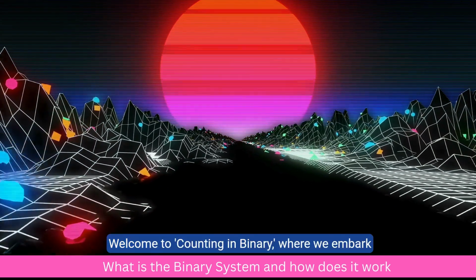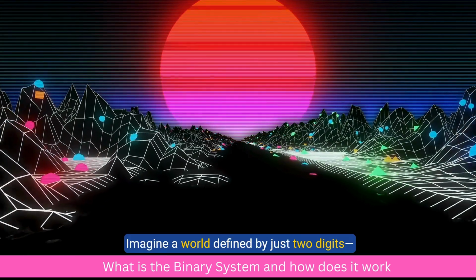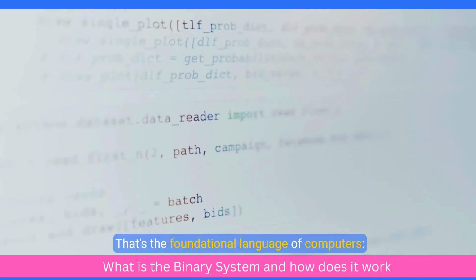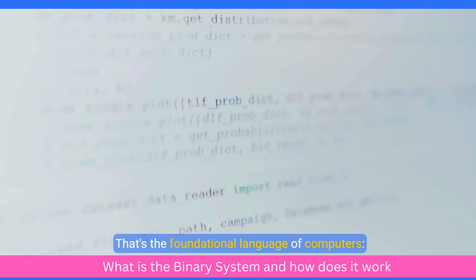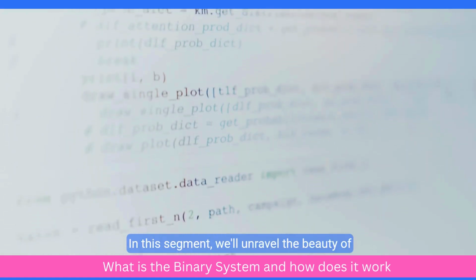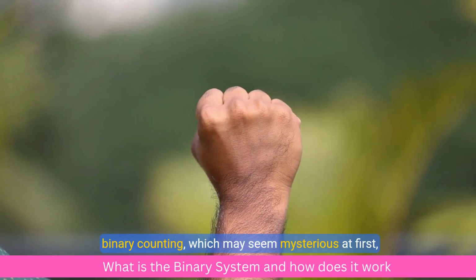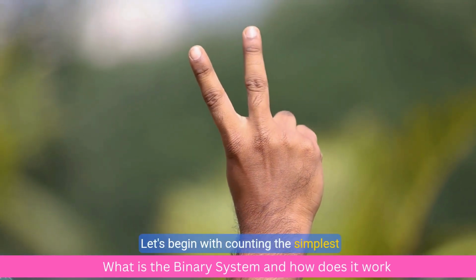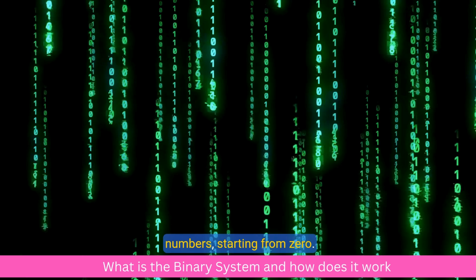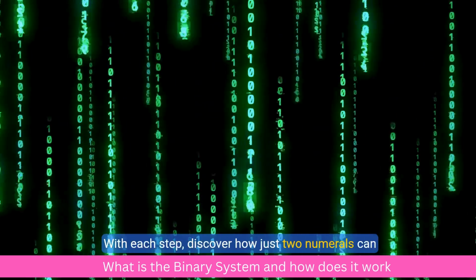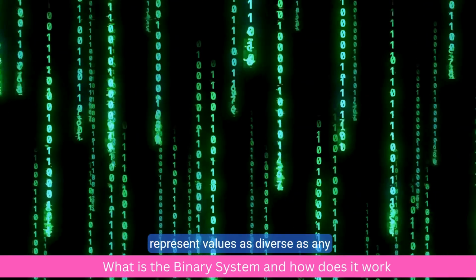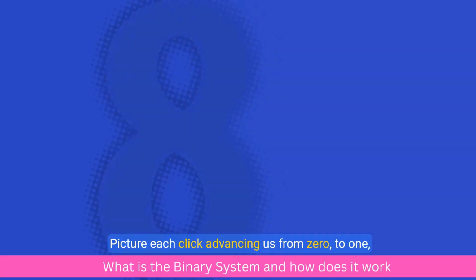Welcome to Counting in Binary, where we embark on a fascinating journey. Imagine a world defined by just two digits, 0 and 1. That's the foundational language of computers, binary. In this segment, we'll unravel the beauty of binary counting, which may seem mysterious at first, but is elegantly logical. Let's begin with counting the simplest numbers, starting from 0. With each step, discover how just two numerals can represent values as diverse as any decimal number.